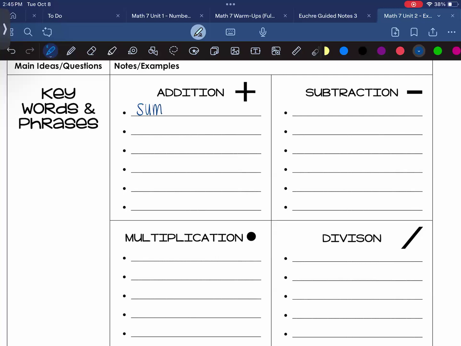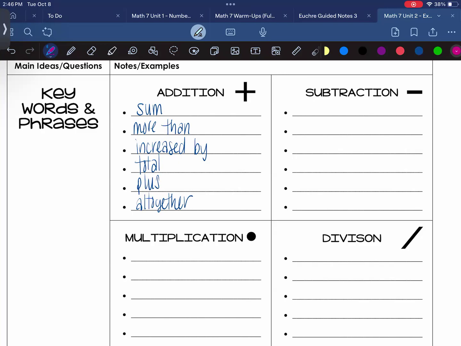Make sure you write these down with me. Some more than, increased by, total, plus, all together. These are all examples of addition keywords, and there are also more that we didn't list here.